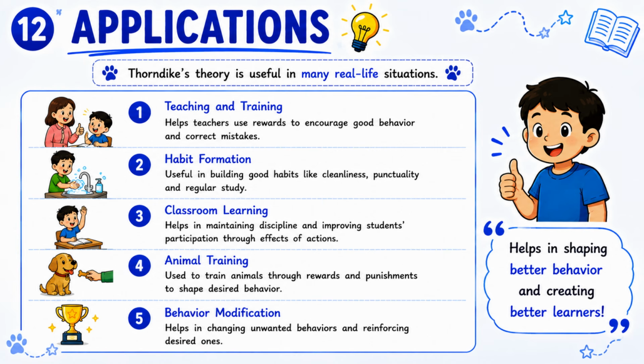Thorndike's work is especially famous for showing how animals can learn through trial and error. Rewards can encourage desired behavior, while unwanted behavior can be discouraged. This principle is still useful in training pets and other animals. The fifth application is behavior modification. Thorndike's theory can be applied to change unwanted behaviors and strengthen desirable ones. By consistently rewarding positive behavior, people can gradually develop better responses and habits.